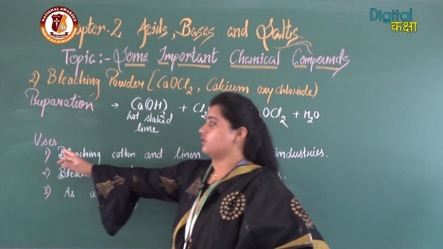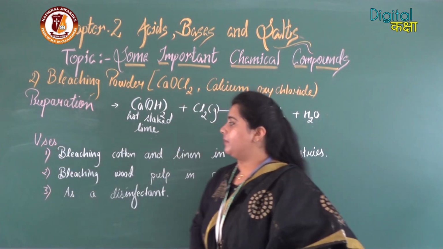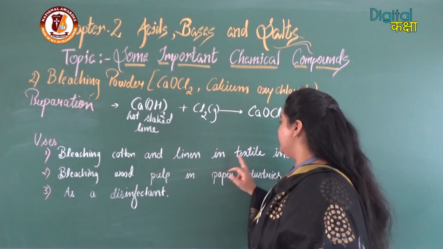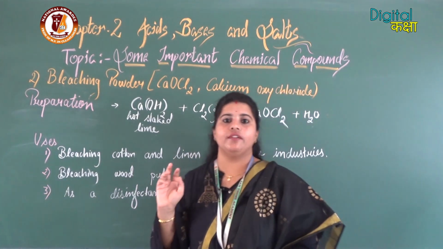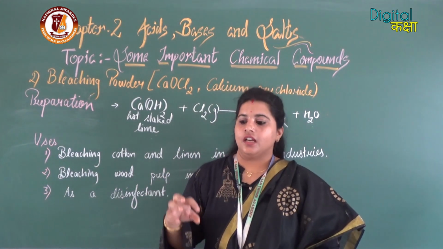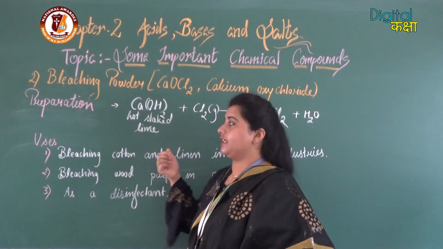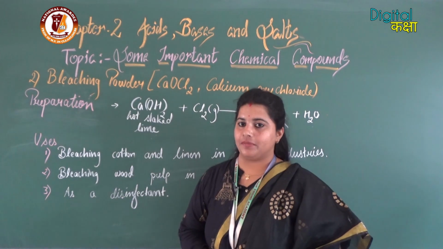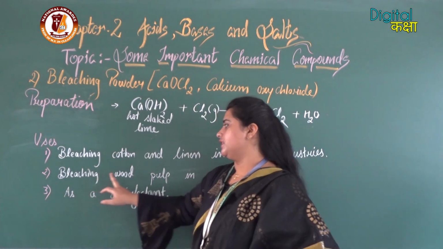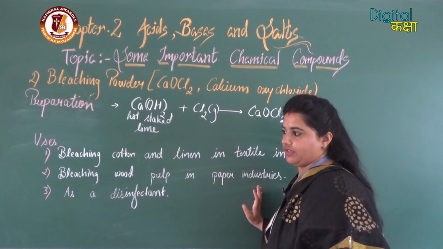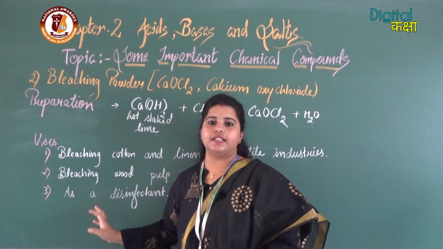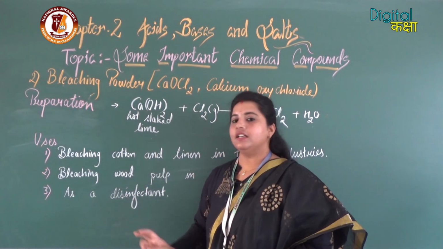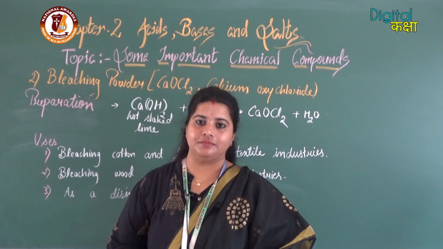Now what are the uses of it? First, bleaching powder is used for bleaching cotton and linen in textile industries. Means if you have to convert the color of one cloth to another, then bleaching powder is used. Secondly, it is used to change the color of paper, for bleaching wood pulp in the paper industries. Along with it, it is used as a disinfectant in swimming pools. We pour this bleaching powder to kill the bacteria present in water.